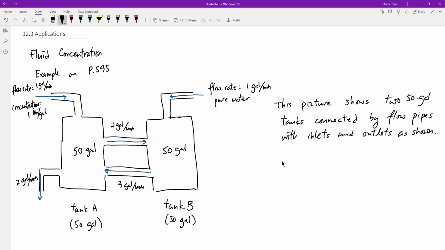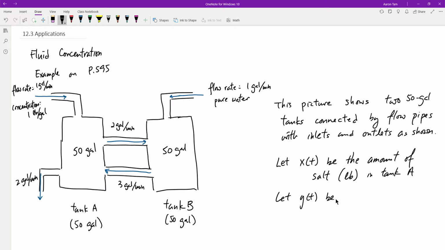And here let's define some of this stuff. So I'm going to let x of t be the amount of solution or chemical. Here I'm going to just say salt, amount of salt measured in pounds in tank A, and we're going to let y of t be the amount of salt, also in pounds, in tank B.